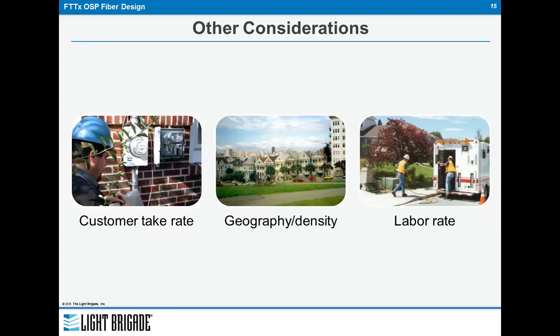So the choice of which design a network designer would choose, the customer take rate, the density of your area, and the labor rate all come into play. If you decide to go connectorized drop cables, labor rate becomes really important. Is it worth saving money on the installation side, having everything plug and play, or do you want to build it as you go and actually splice?